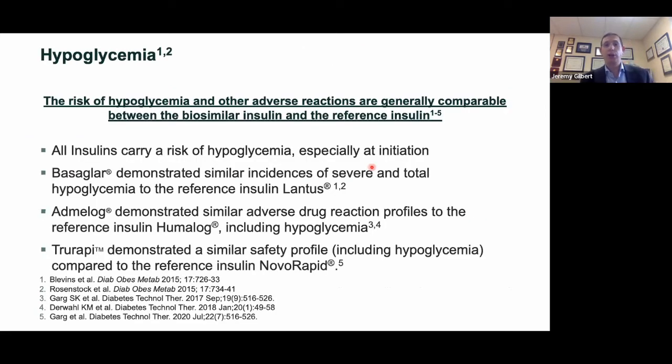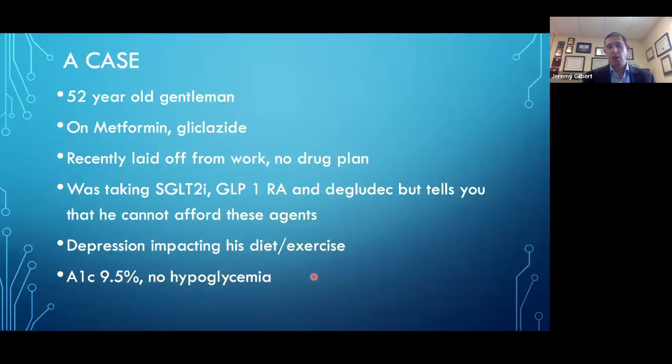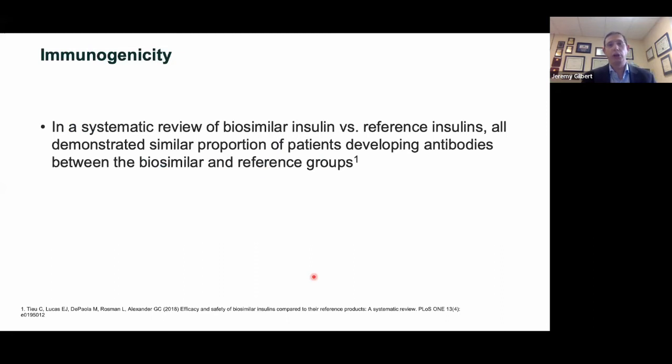I wanted to highlight hypoglycemia, as that's one of the most important concerns around insulin. And again, we're seeing that very generally comparable between the biosimilar and the reference insulin for Lantus and Basaglar, for Admelog and Humalog, and for Trurapi and NovoRapid. The final question around biosimilar insulins has to do with immunogenicity. If you're thinking about these as biological agents, perhaps they may develop antibodies that could make the insulin not effective or cause a different profile. This has been studied extensively in these trials, and all of them have a similar antibody effect. So at the end of the day, that seems to be not a clinically meaningful concern.